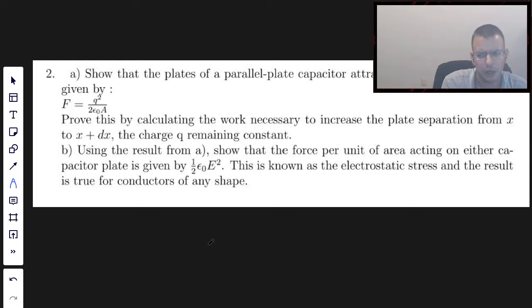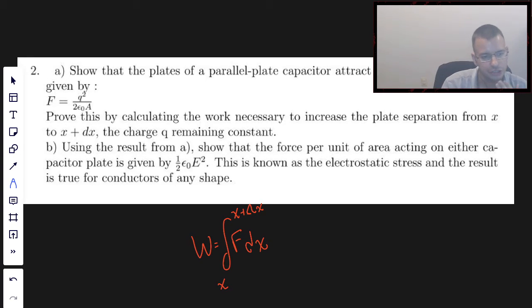Okay, so I'm going to say work equals force times distance. Actually, I'm going to do it a little bit differently. Work equals F dot dx, and we're going to go from x to x plus delta x. There's a couple of ways of probably approaching this.